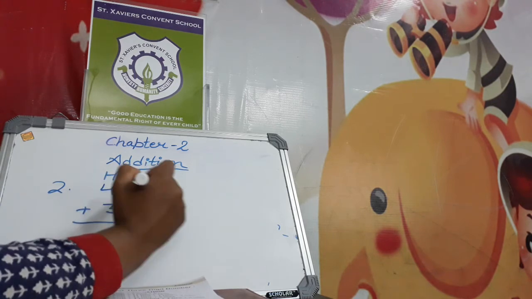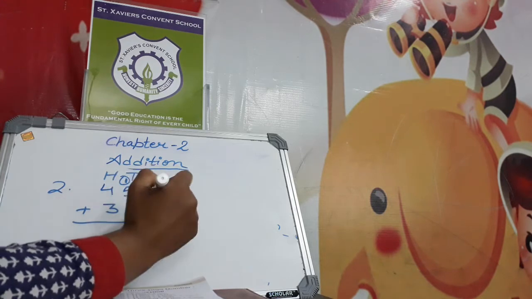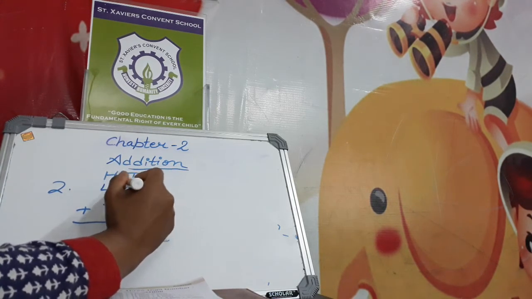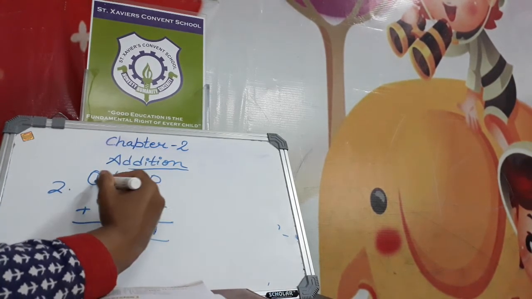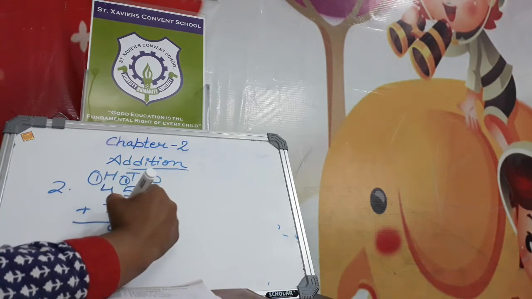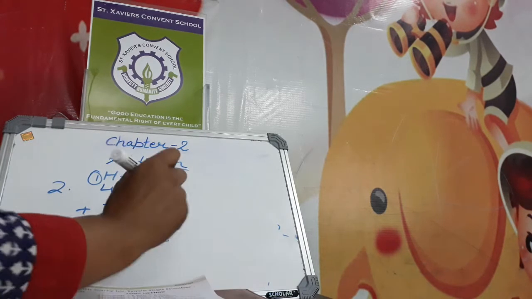We have to carry this number in tens. 1 and 1, 11. Add these numbers. 9 plus 1 is 10 plus 5 is 15. Now add these numbers. 5 plus 3 equals 8. The answer will be 851.